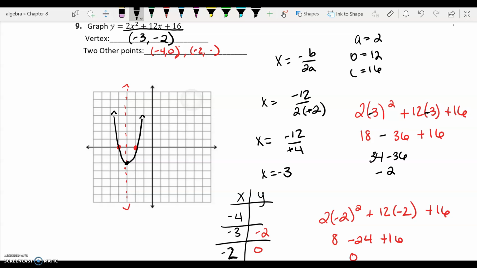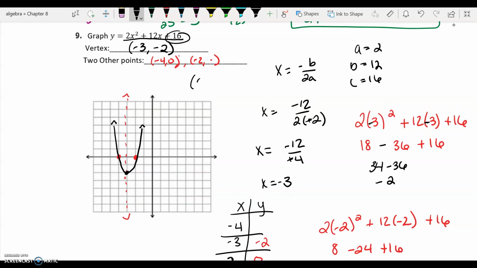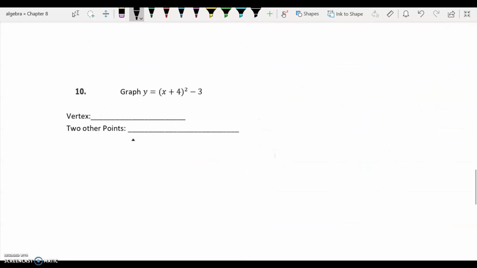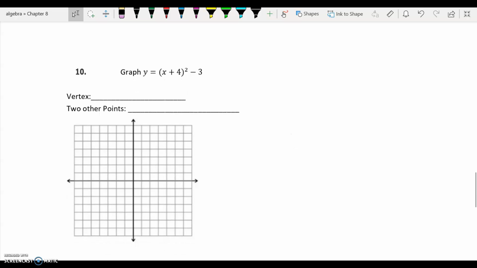Also, do not forget, I can maybe plot 0, 16. That's my y-intercept. Sometimes that works as well. Just depends on the problem. So there's a couple different ways to go about it. You can do the t-chart, plug it in, or you can do y-intercept. You can also factor. I've done that before as well.